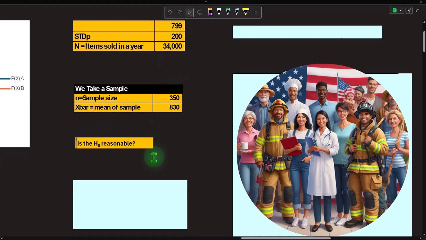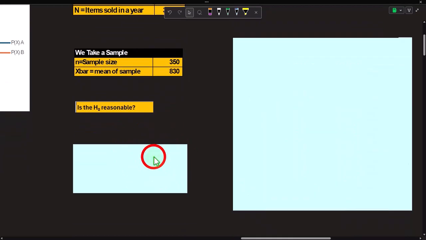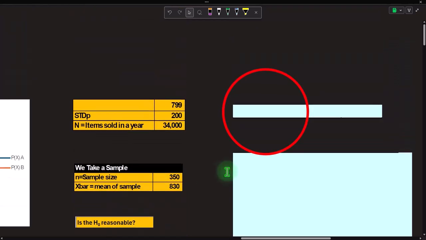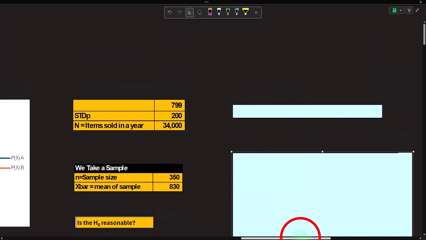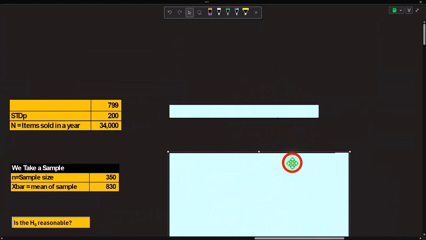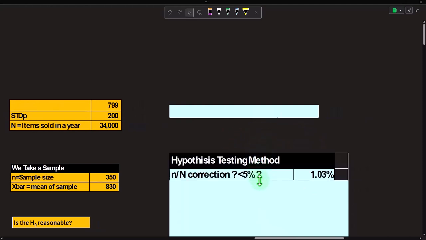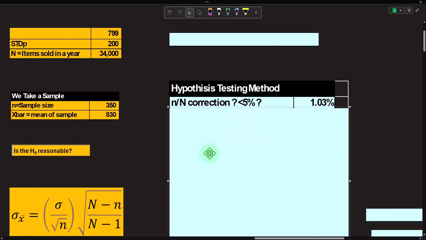So the question is H0, which is the hypothesis test that we're thinking: is it reasonable? So now here's our formula for our calculations over here. And let's do this two different ways. We'll think about hypothesis testing and then confidence intervals. And we'll do more problems on these in the future, but this is just our general intro.